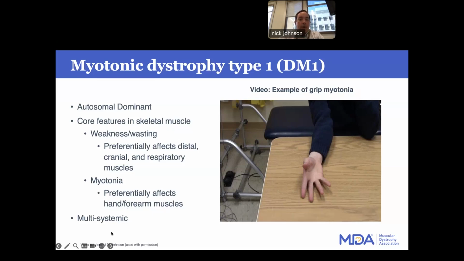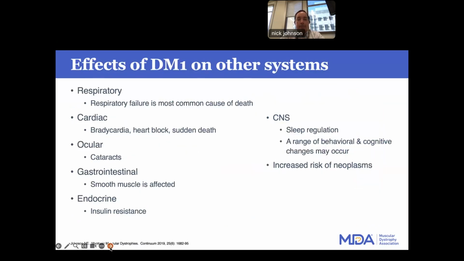So even though these are the core features, it's a truly multi-systemic condition. Respiratory failure is the most common cause of death. Typically, this is a restrictive lung failure. Cardiac disease is the second most common cause of death, so really bradycardia, heart block, and then obviously sudden death. Cataracts often develop before the age of 50. For the GI system, the smooth muscle may be affected, so it looks like irritable bowel syndrome with alternating diarrhea, constipation, and abdominal pain. And in the endocrine system, there can be insulin resistance and thyroid dysfunction.